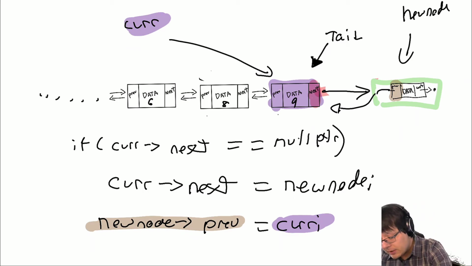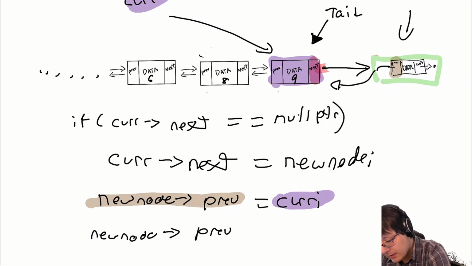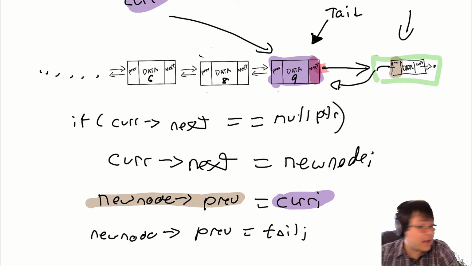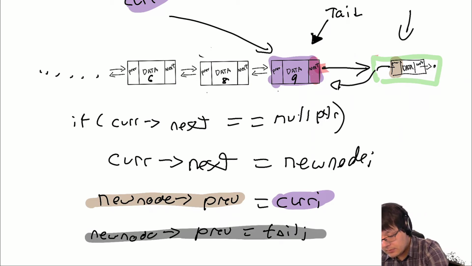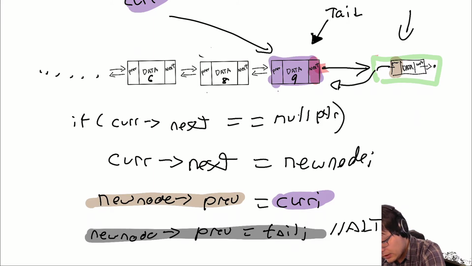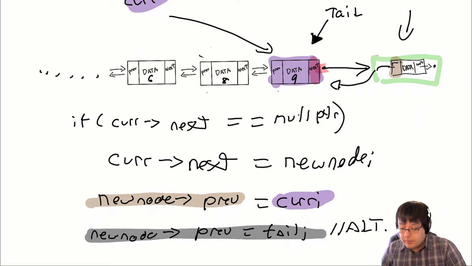I could alternatively write this line by saying new node prev gets tail, because it currently has the old value. So this would be an alternative. You're not seeing it here, but I'll switch over to it in a minute. I'm just going to write it here as a reminder. So alternative: new node prev gets tail. Okay, that would be an alternative line of code that we could write.